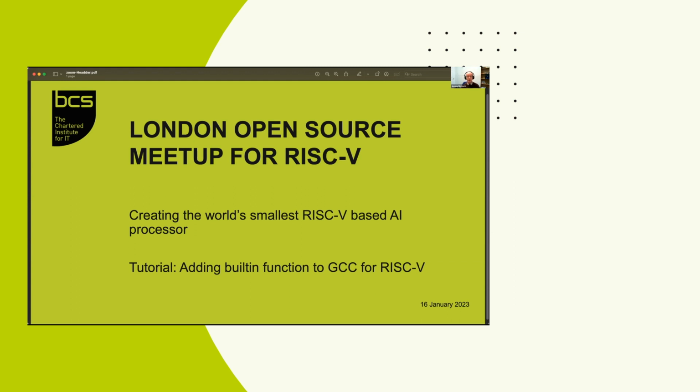Okay, so I'd like to hand over to Isaac, Ren, and Ethan, who are going to give our first talk today about their work trying to create the world's smallest RISC-V AI processor. I'm not sure which one of you is going to lead, but over to you.